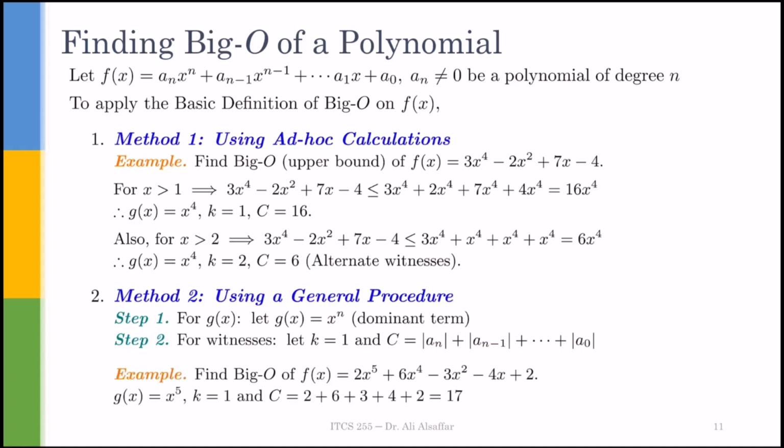So here is an example. We need to find big O of this polynomial. This polynomial is of degree 5, and the dominant term is 2x raised to power 5. So in step number 1, it says g of x will be the power of x of the dominant term. So g of x will be equal to x raised to power 5, and k is equal to 1. And for the constant c, you add the coefficients of the polynomial, but take the absolute value. So 2 plus 6 plus 3 plus 4 plus 2, which is equal to 17.